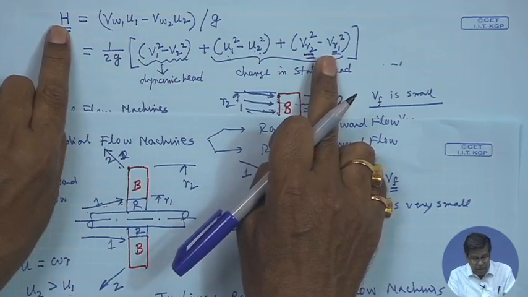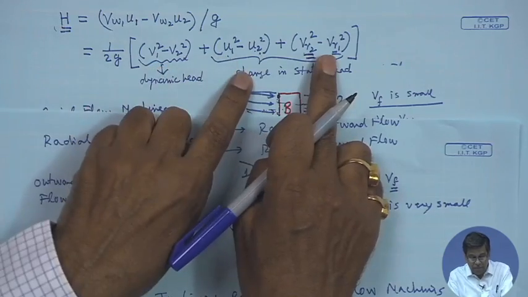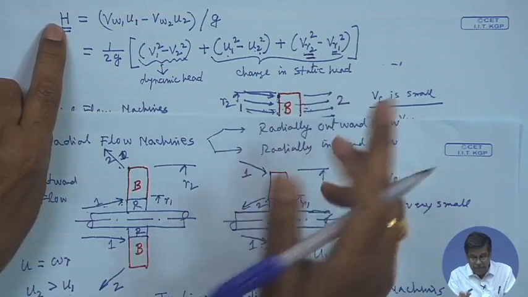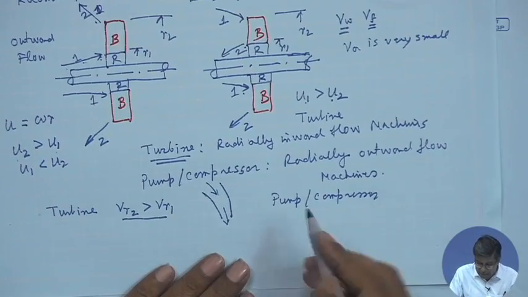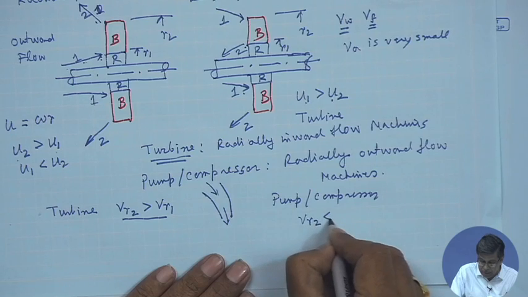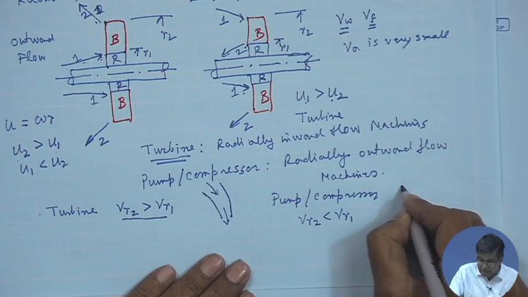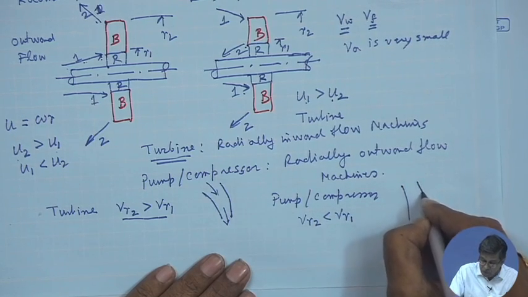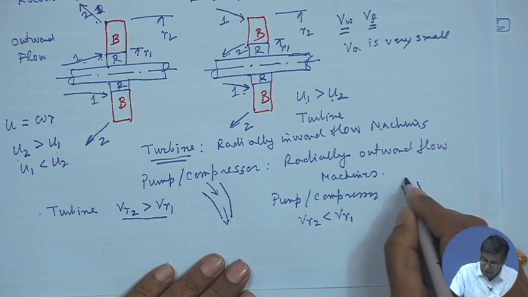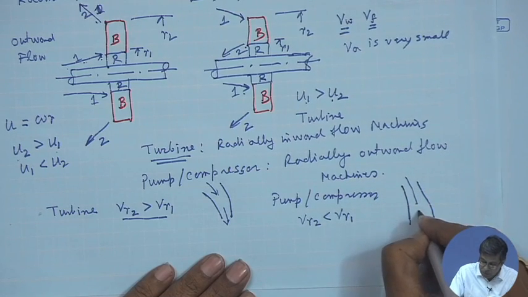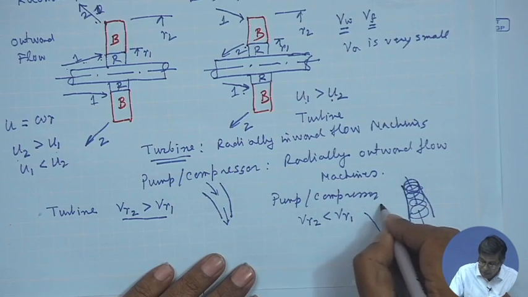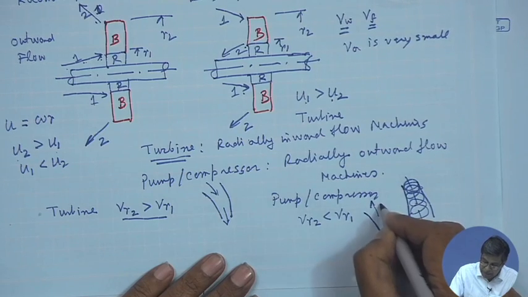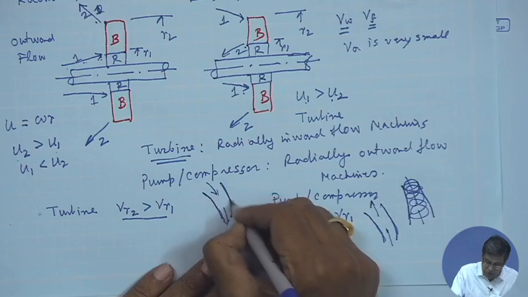All the terms should be negative, so that H will be additive by the 3 terms. With a negative sign, the head is given to the fluid. Therefore, negative means VR2 will be less than VR1. In that case, the pump should be a diverging type, that means radially outward flow. Sorry, this diagram is wrong. It should be the same diagram, but the flow is radially outward. So, in the direction of the flow, the passage is diverging. For the turbine, in the direction of the flow, the passage is converging.